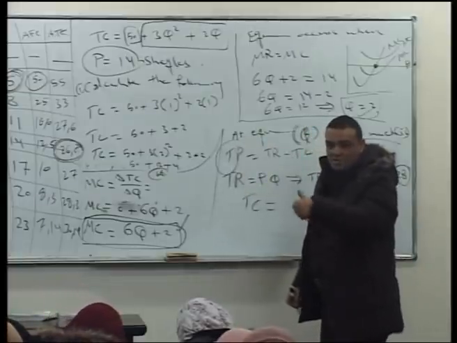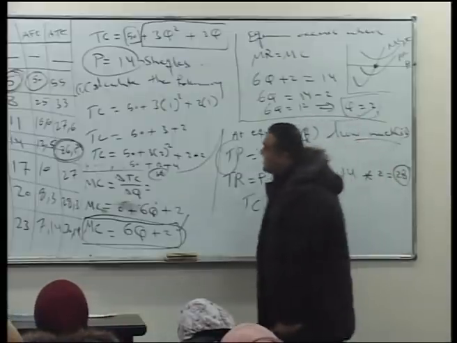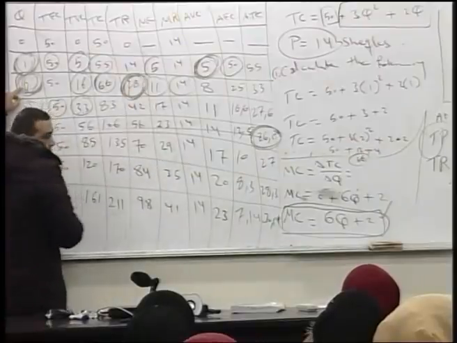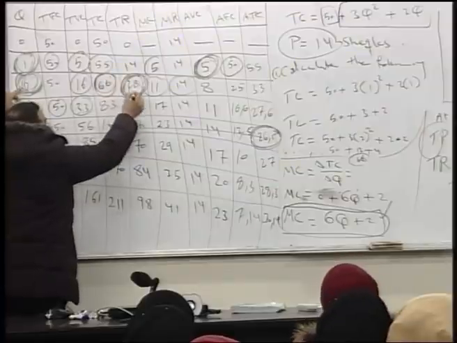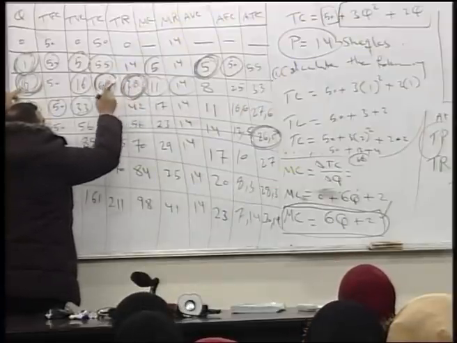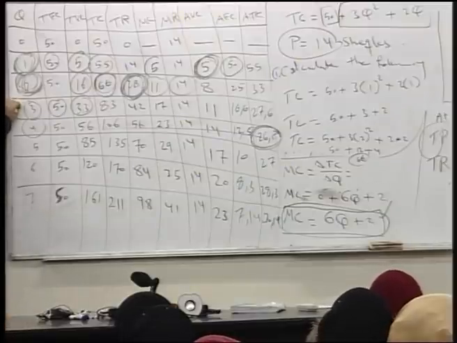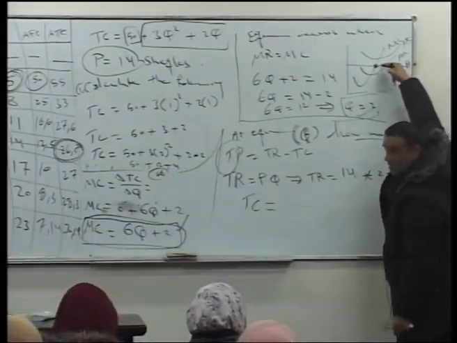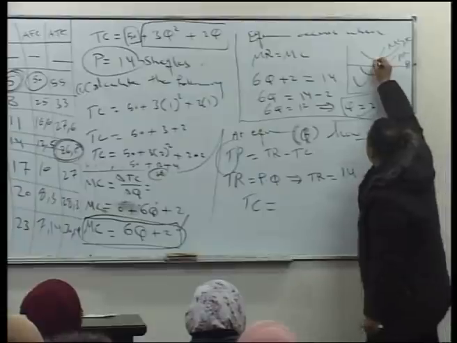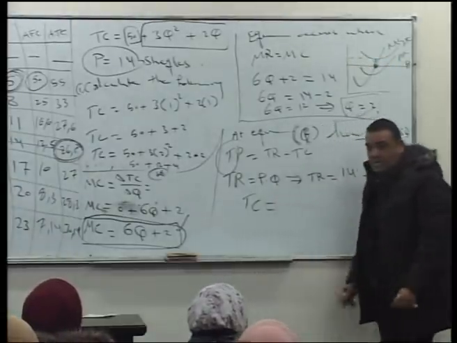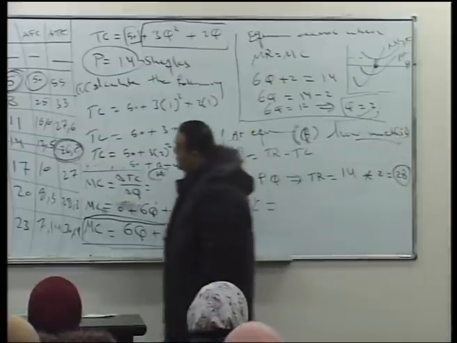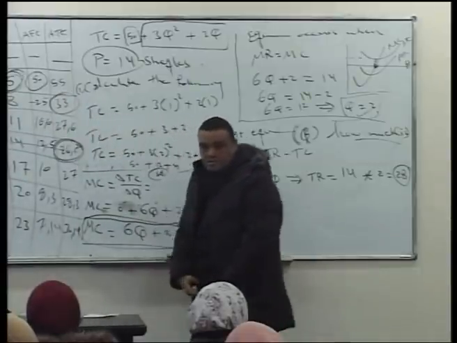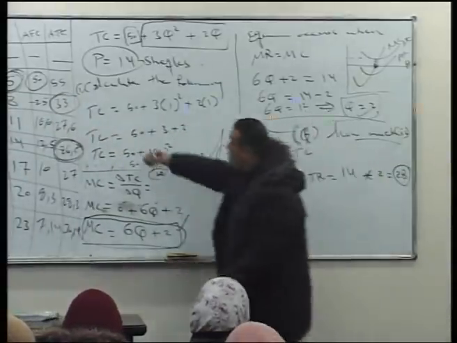We say total profits equals total revenue minus total cost. So at Q equals 2, how much is total revenue? We calculated 28. Then total cost is 66. How much is total profits, total revenue minus total cost? The price is below ATC. How much is ATC? ATC is 33, right?